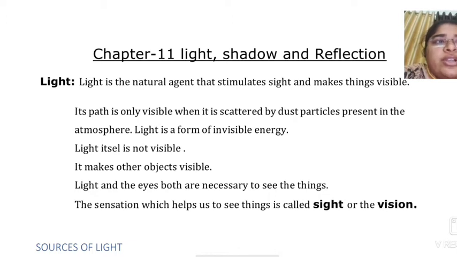So we know, student, that eyes alone are not enough, and light alone is not enough, to see anything. But when light and the eyes are connected to each other, we can see anything. The sensation which helps us to see things is called sight or vision.